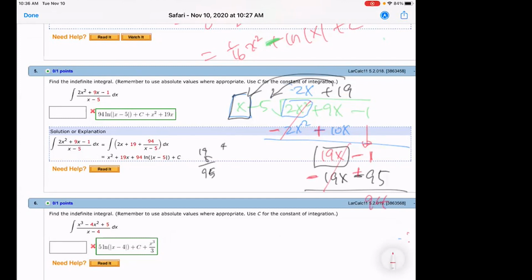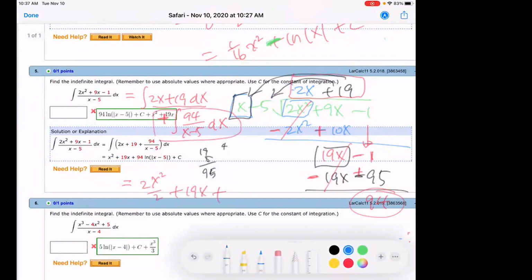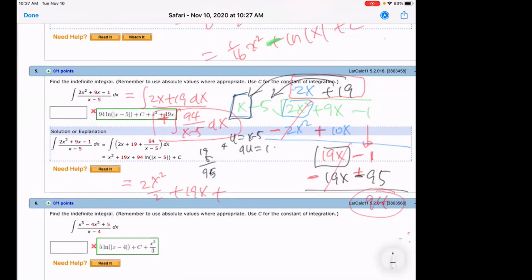So I can rewrite my problem now. This problem is the same as the integral of 2x plus 19 dx plus 94 over x minus 5 dx. All right, this is your remainder. That's your quotient. So the quotient goes by itself, and this is just the anti-power rule. So you get x squared divided by 2 plus 19x plus, and this is also the same thing. This is an easy problem because your du is just 1 dx. So I have 94 natural log of x minus 5 plus C.